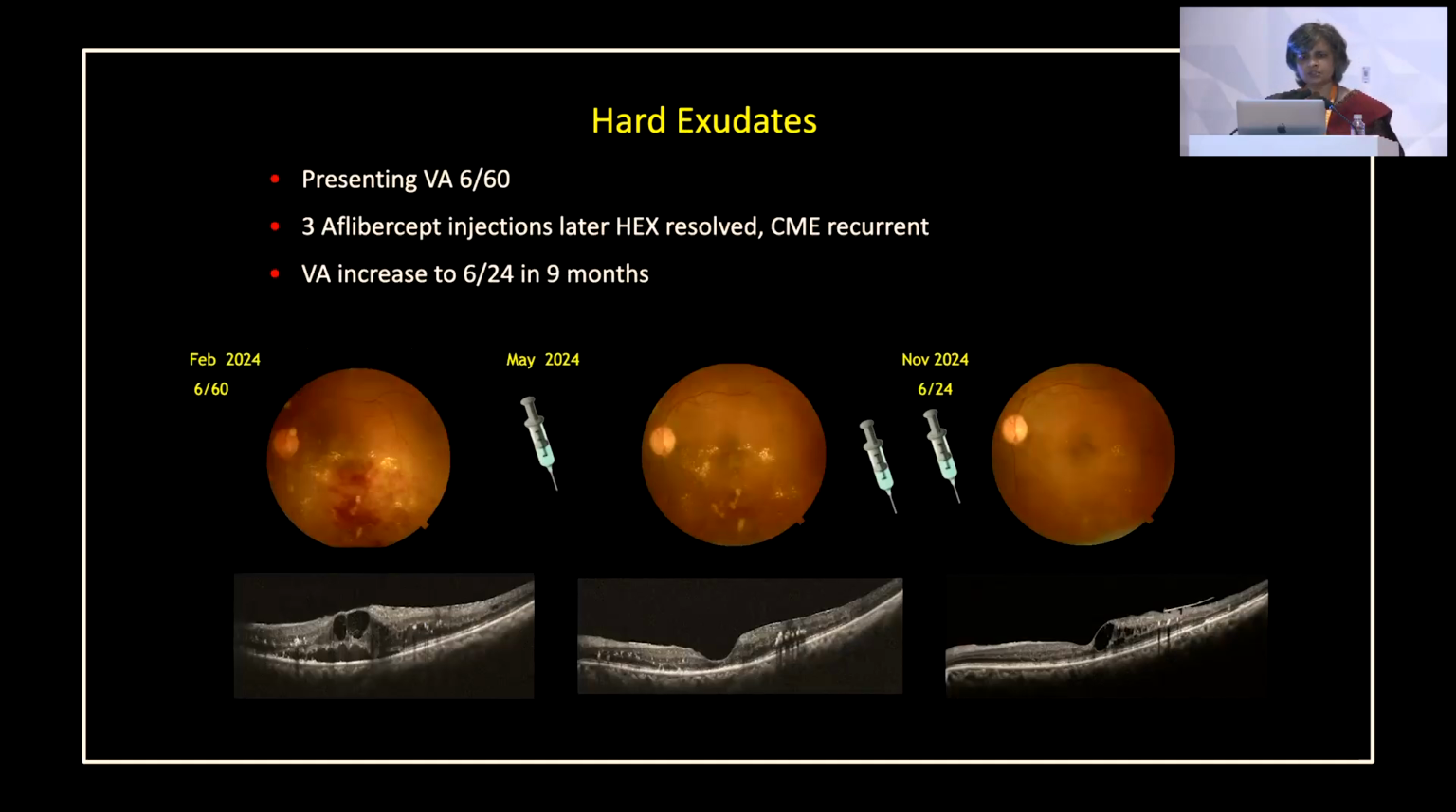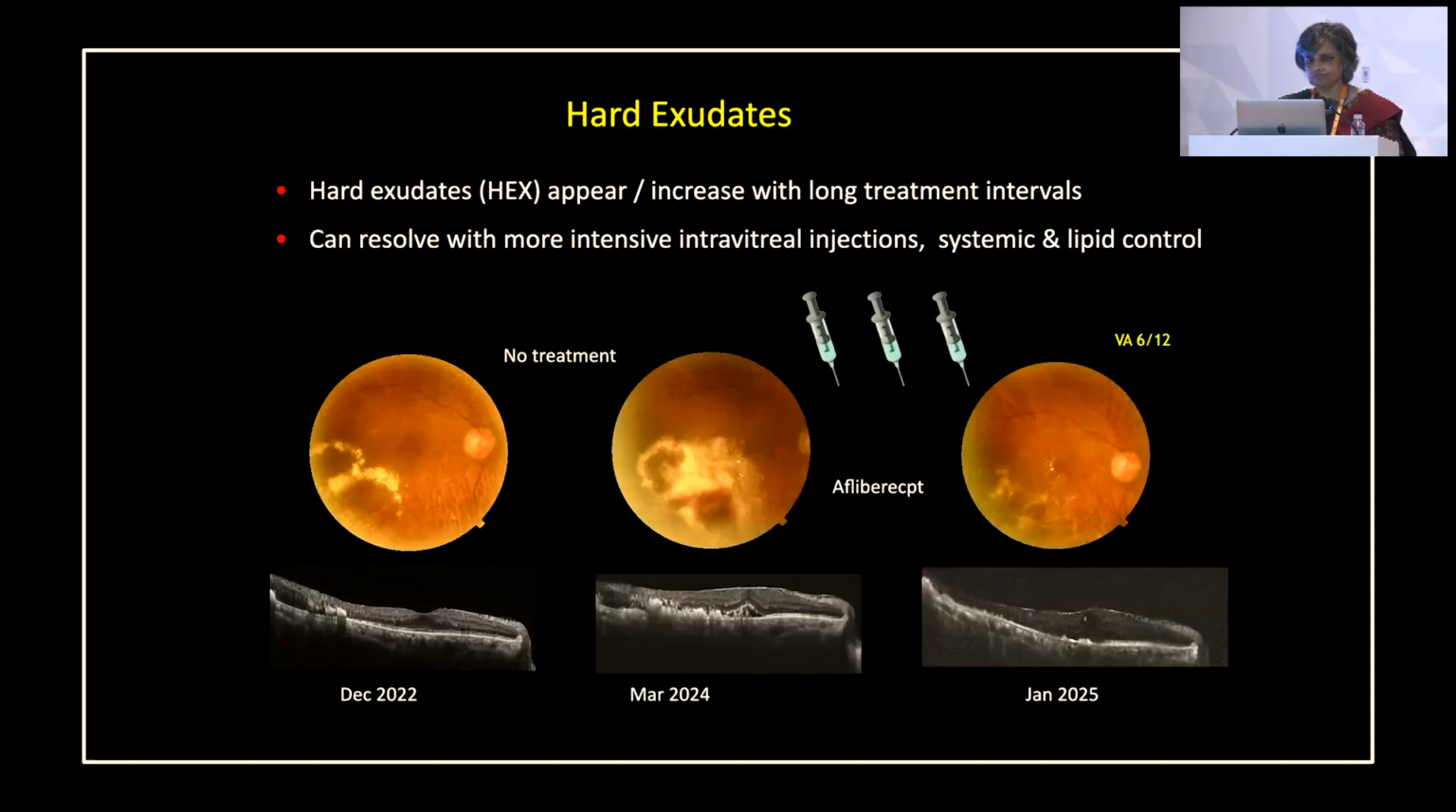So these are patients who were neglected initially, and then resolution with injections can happen. But vision doesn't improve. Once you have had center involvement, vision remains poor. This is a patient who did not have any treatment in the first 2 years despite counseling. So then he came with massive exudates, and then we could resolve them with intensive treatment.